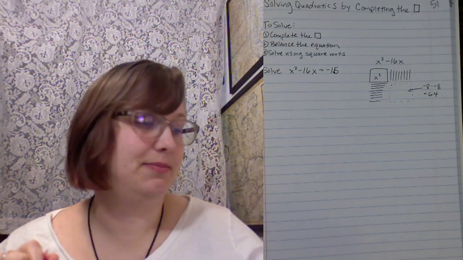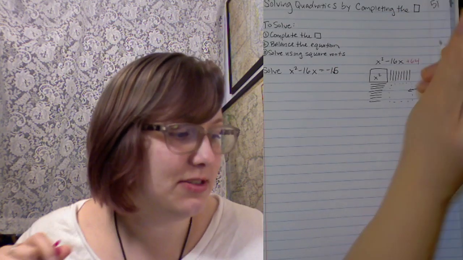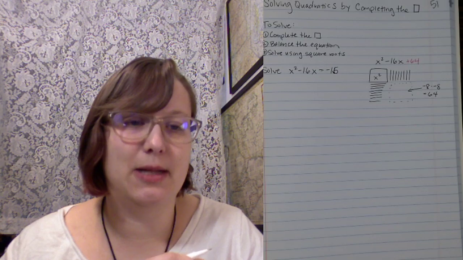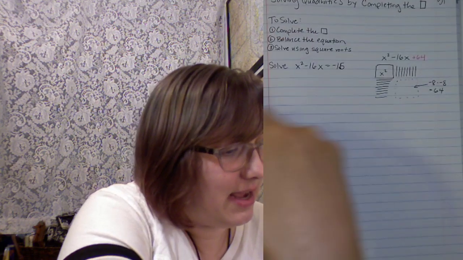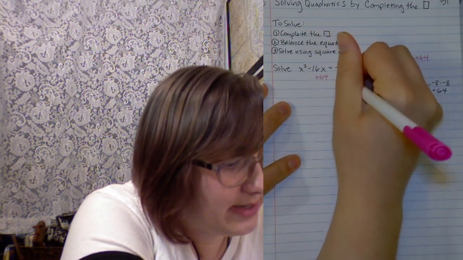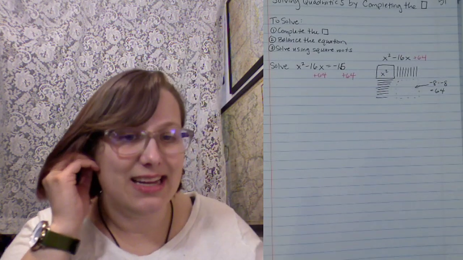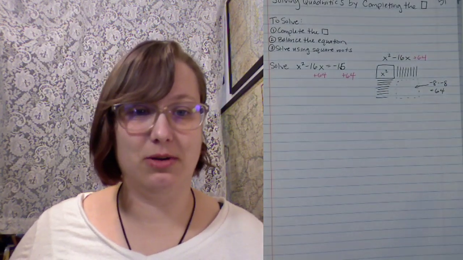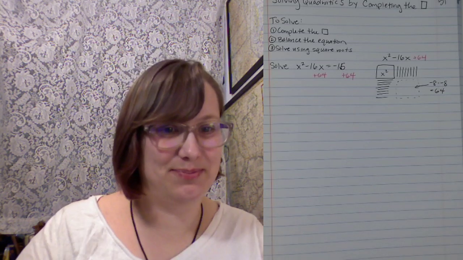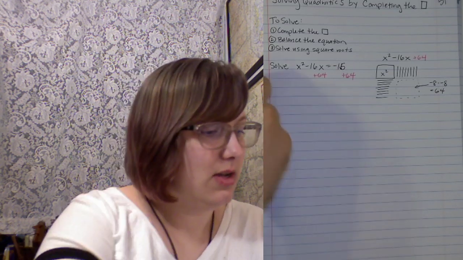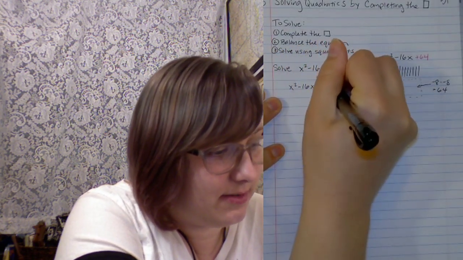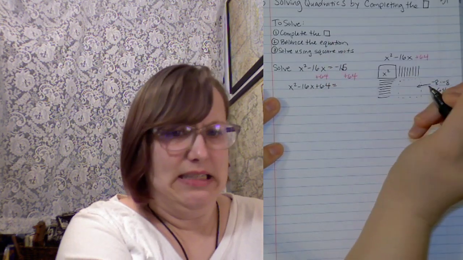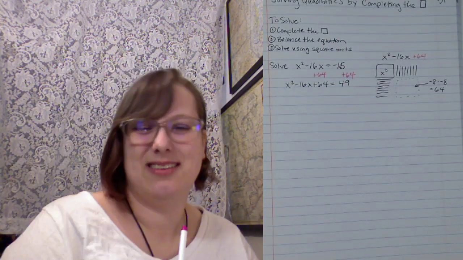So here's what I do. I'm going to add 64 to this to make it a perfect square. But I have to balance the equation. So I'm going to add 64 to both sides, because I can't just add 64 willy-nilly and hope it all works out for the best. It's not math legal. So what I get is x squared minus 16x plus 64 equals, I think that's 49. Negative 15 plus 64 sounds like 49. Let's just keep it that way.